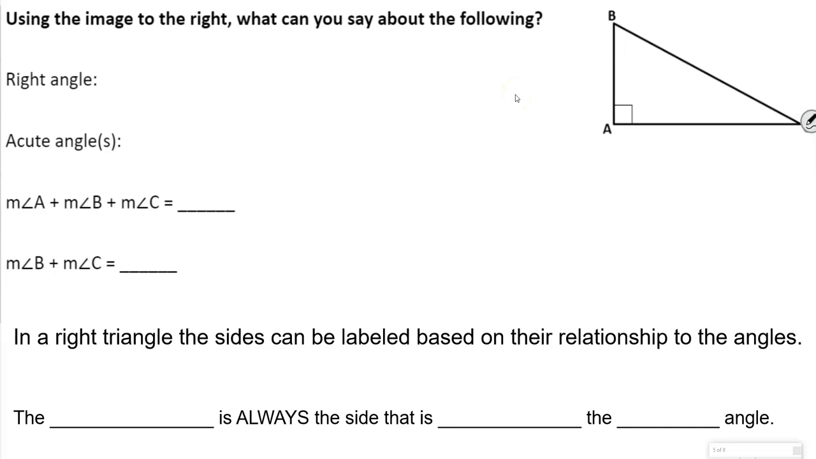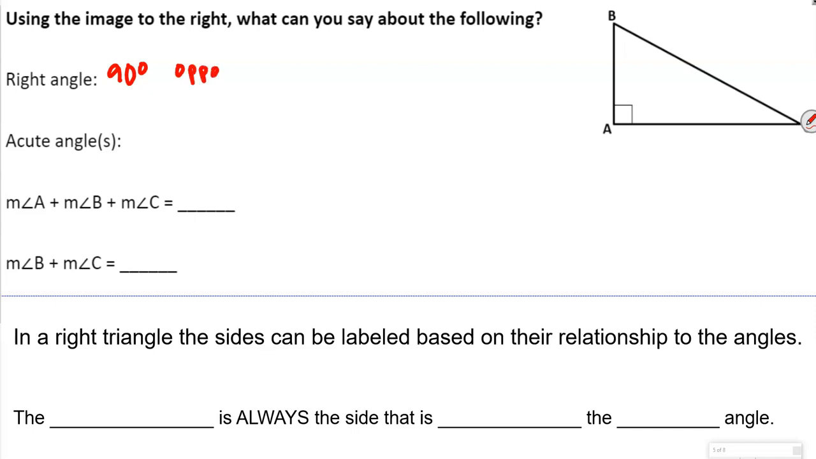So first of all, what is the right angle and what is a right angle? So we could say that a right angle is 90 degrees, right? Couldn't we say that? We could also say it's opposite the hypotenuse. And then we could also say it's angle A, right?